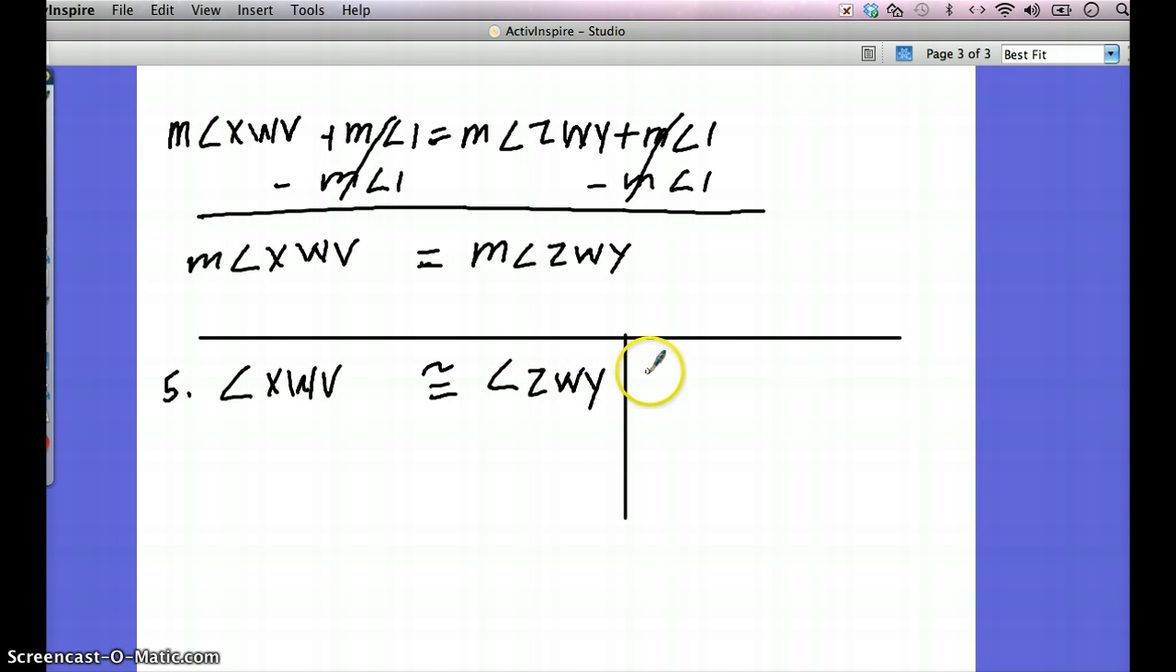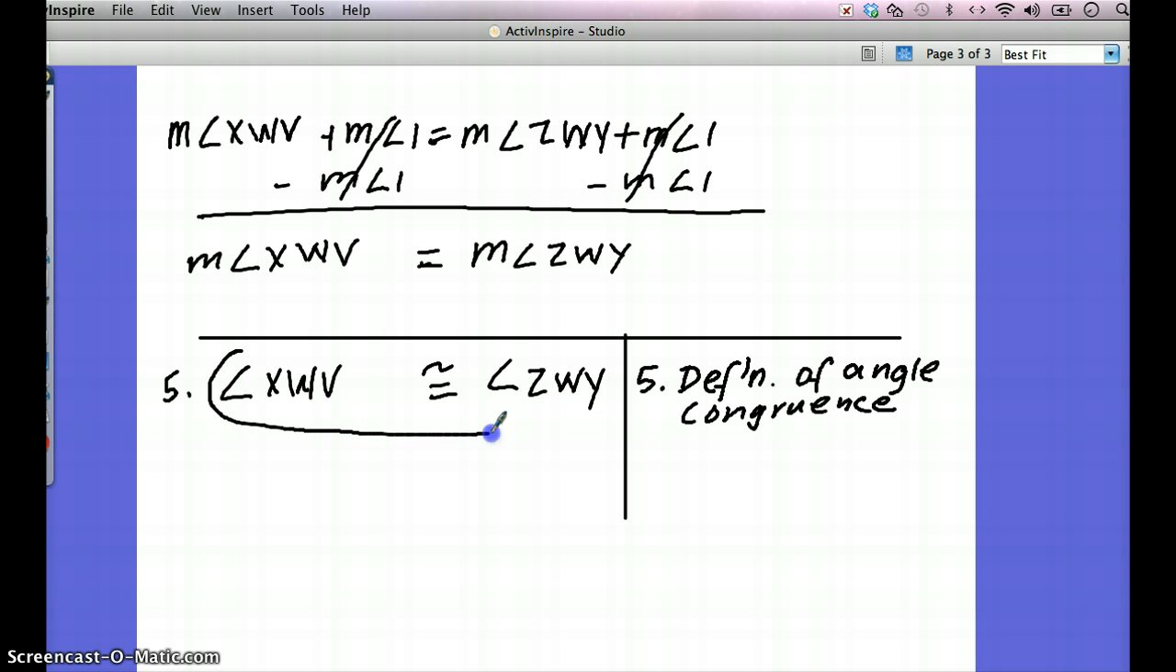So here I go. Reason number 5, definition of angle congruence. You say, what does that mean? Well, I'll explain. If two angles are congruent, then they're equal. Conversely, if two angles are equal, then they're congruent. This right here is my proof statement, so I need not go any further.